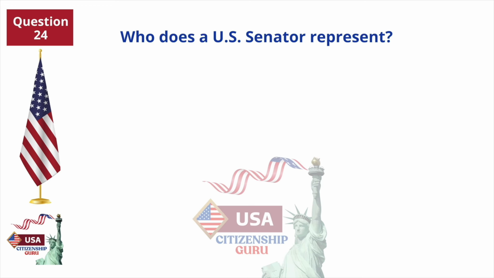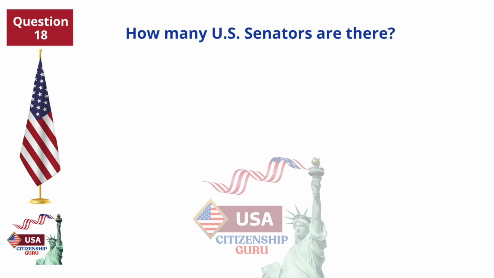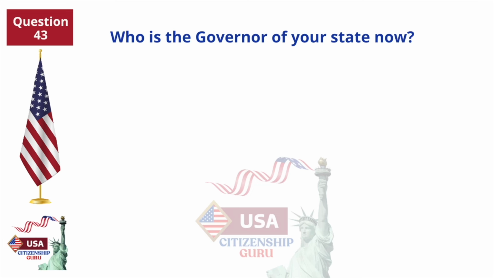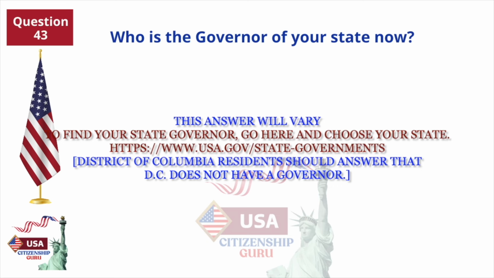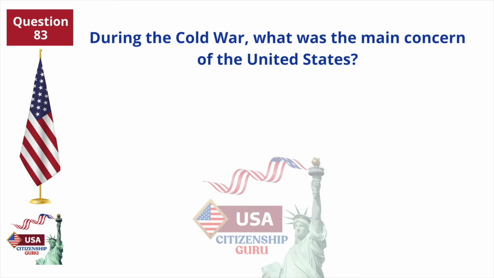Who does a U.S. Senator represent? All people of the state. How many U.S. senators are there? 100. Who is the governor of your state now? During the Cold War, what was the main concern of the United States? Communism.